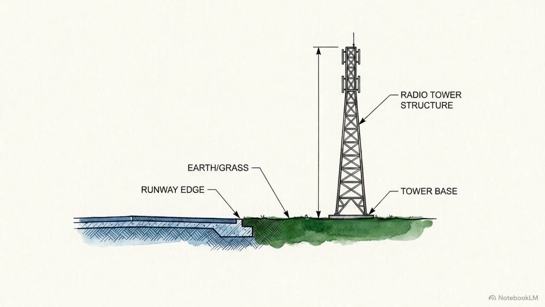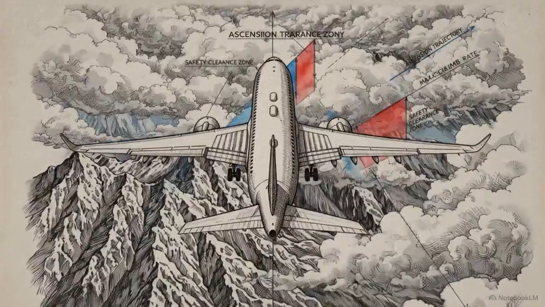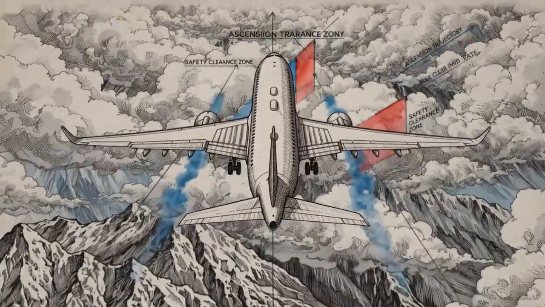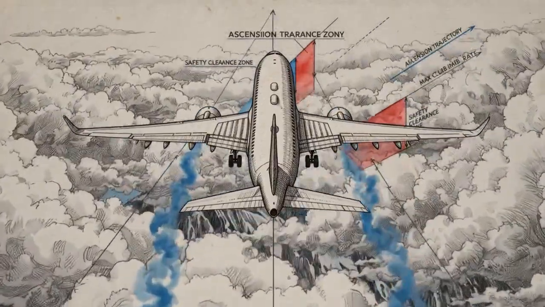Obstacles measuring 60 meters or less in height are categorized as close-in. These do not alter the published climb gradient. Designers publish a note to ensure the pilot is aware of their proximity. The procedure design gradient is a non-negotiable geometric wedge. Match or exceed it, and you will outclimb the terrain ahead.